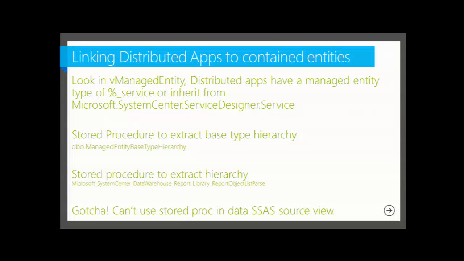Once we've got the base type or base managed entity for the distributed application, we now need to know what's in it. For this, there's a stored procedure built in called dbo.ManagedEntityBaseTypeHierarchy. If we query that, it will pull out everything that's contained within the distributed application. One little gotcha that you will come across is if we're extracting this out using SAS, SAS by default won't be able to query stored procedures. It can only query SQL commands, SQL queries. So you may have to flatten that data out, or you can load it up using sys.